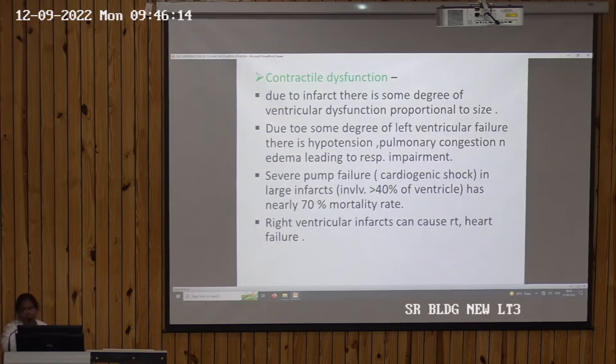So due to the infarct, there is some ventricular dysfunction, and because of the left ventricular failure, there is hypotension. And I've told you, pulmonary congestion leads to edema and respiratory impairment. If there is severe pump failure, this is known as cardiogenic shock. This occurs when more than 40% of the ventricular area is involved, and it has nearly 70% mortality rate. And right ventricular infarcts can cause right heart failure.